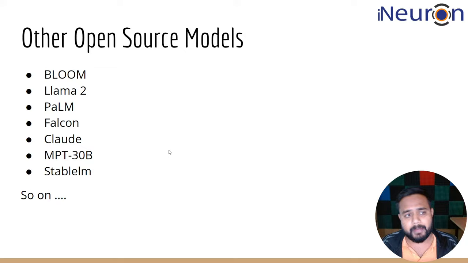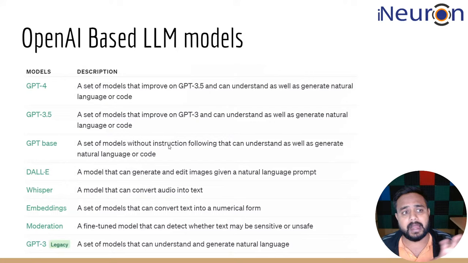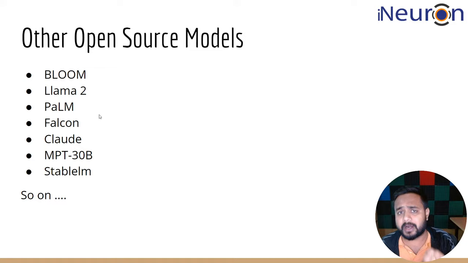Apart from the milestones I showed you and these OpenAI based models, here you will find some other open source models like Bloom, Llama 2, and PaLM. PaLM is a very famous model from the Google side, and nowadays most people are using PaLM. Falcon is a model, Claude is there, MPT is there. This 30B is showing a parameter count, right?